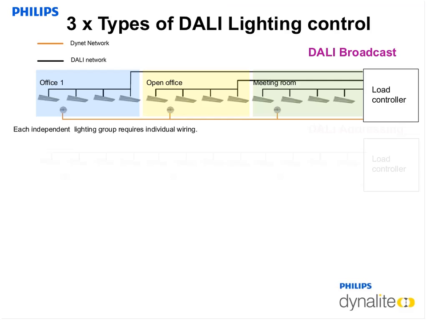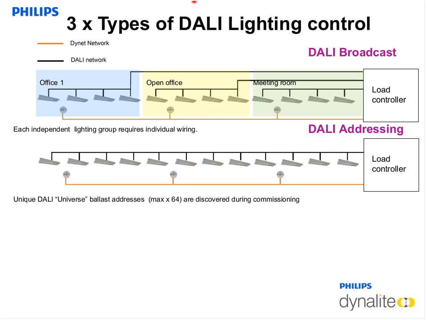Okay, DALI addressing. So you can already see a much, much cleaner room here. All our luminaires are wired to one DALI network. We have addressing. We use the commissioning tool to discover our luminaires, but we still require a separate DyNet circuit to take the signals back to our load controller. And of course, we have an enumeration process. And again, it's much more flexible. If we want to make changes, we can do that.